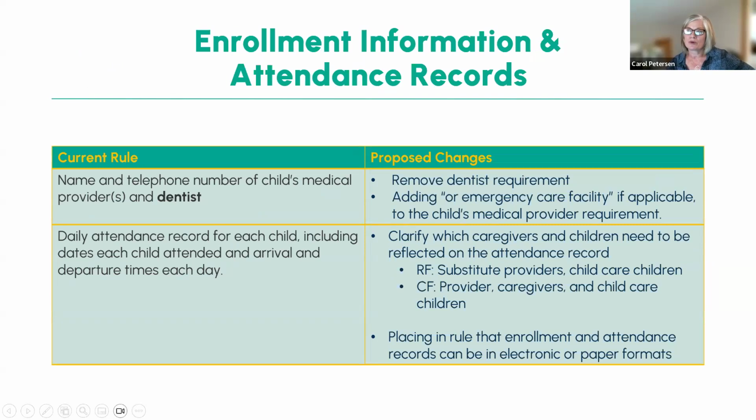So we're proposing some changes to the enrollment information and attendance records. Based on feedback from the listening sessions, we're proposing removing the name and telephone number of the child's dentist from the required information to be included on the child's enrollment form. And we'll be adding in emergency care facility, if applicable, as an option to the name and telephone number of a child's medical provider, since some children may not have one specific designated healthcare provider.